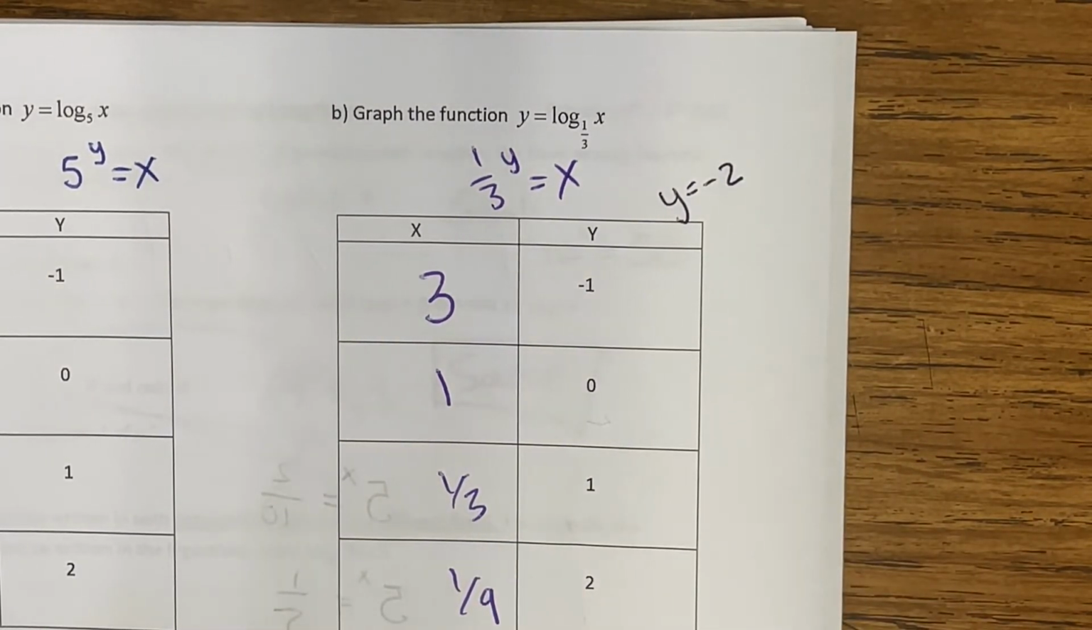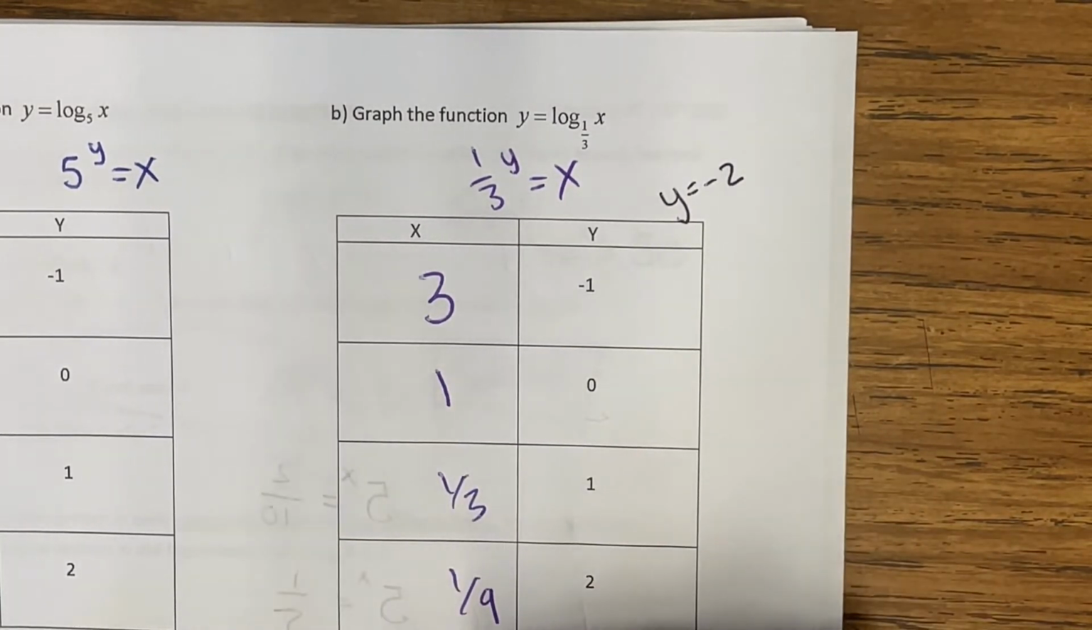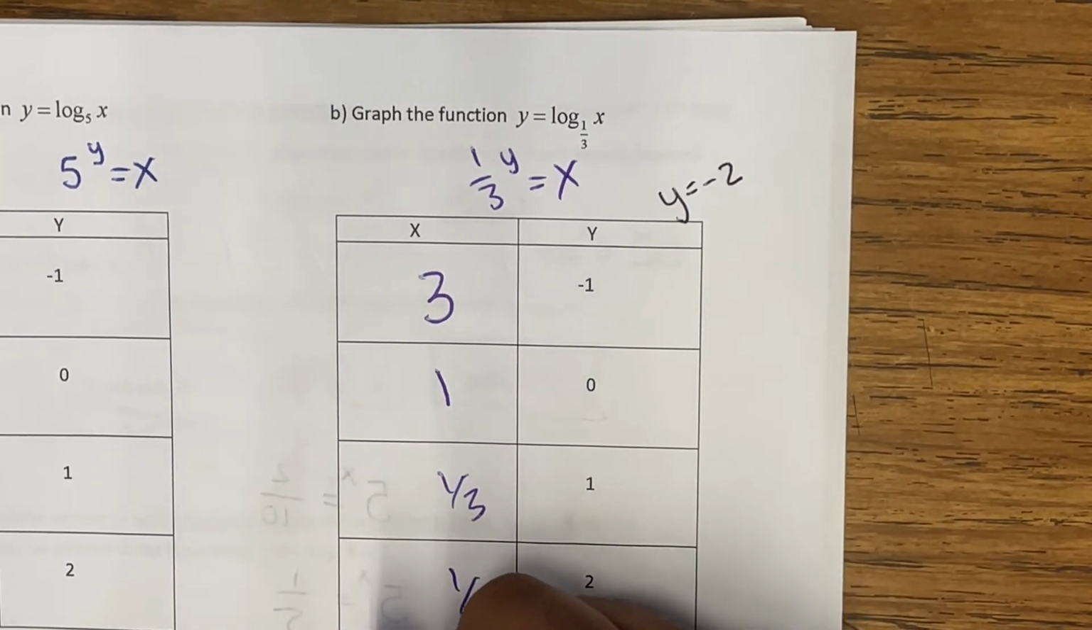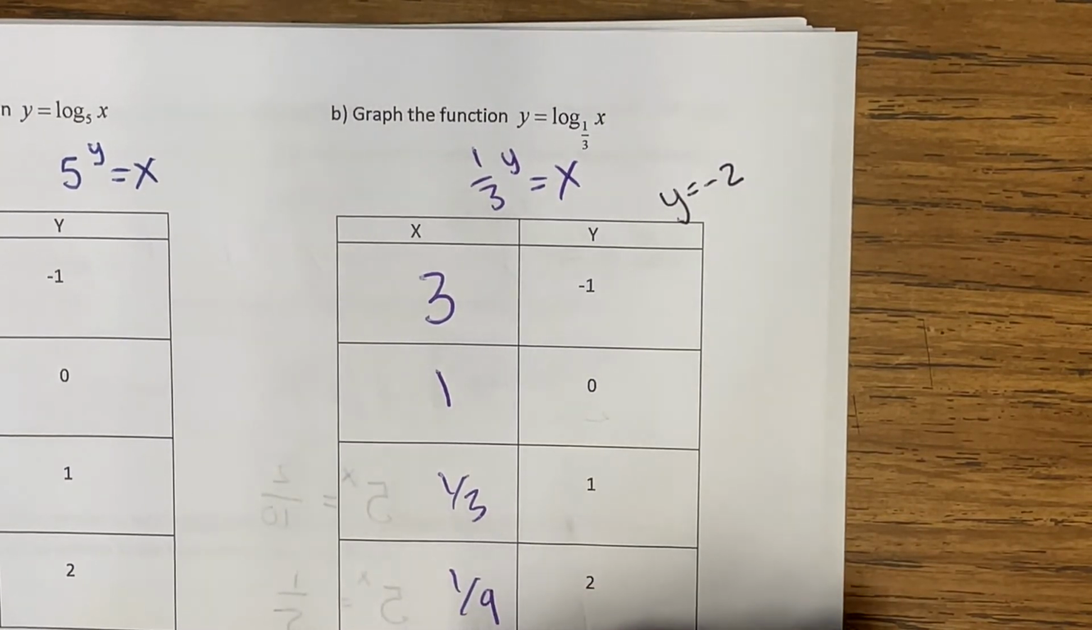Okay. So let's plot these points. We still have 1, 0. And now we have x at 3, we have -1. So we're going to go down here. And so our graph is just kind of upside down from what it was before. At 1, we have 1/3. So let's see, or at 1/3, we have 1. So that's going to be about here. And so you notice that my asymptote's still the same. It's just that I approach it from the other direction.